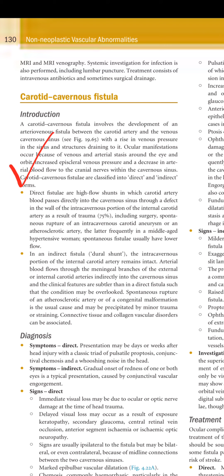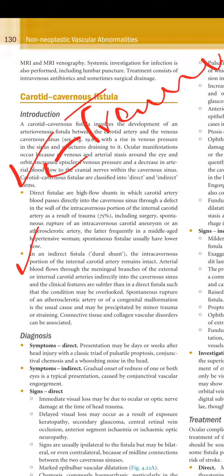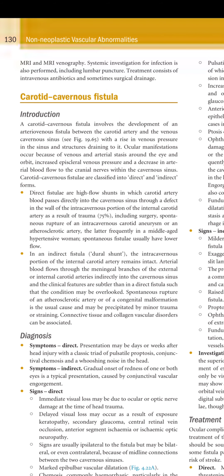One of the very important points is that there will be a history of trauma in a case of a direct fistula. So, direct fistulas are high flow shunts in which the carotid artery blood passes directly into the cavernous sinus through a defect in the wall of the intracavernous portion of the internal carotid artery as a result of trauma, 75%, including surgery, spontaneous rupture of an intracavernous carotid aneurysm or an atherosclerotic artery. The latter is frequent in middle-aged hypertensive women; spontaneous fistulas usually have lower flow.